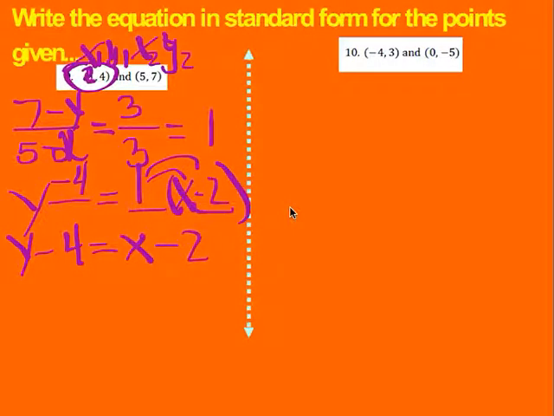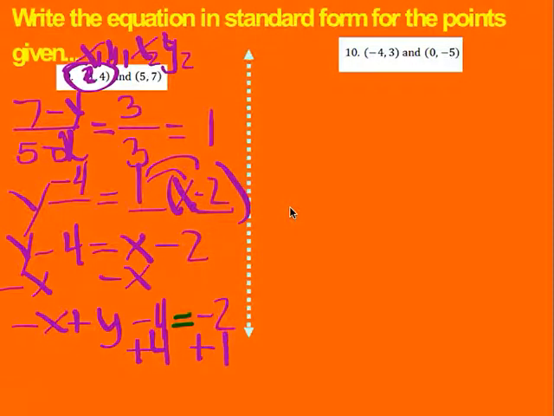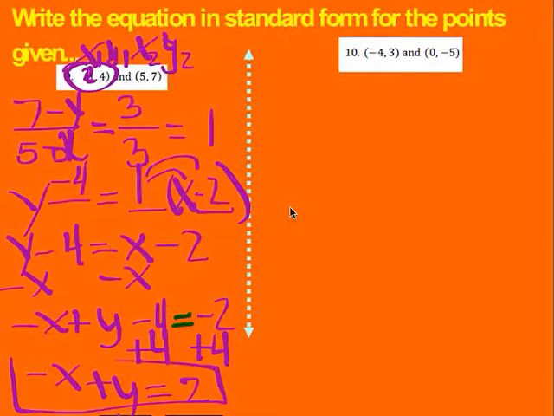So first thing I'm going to do is get that x over to the other side. I'm going to go ahead and subtract x from both sides. Typically, when you're writing things out in standard form, you should have x first and then y. I won't take off points if you do put the y first, but in general, that's what we usually do. Next, we need to get that 4 over to the other side, so I'm going to add 4. Finally, we're going to have negative x plus y is equal to negative 2 plus 4, which is 2. So that right there is your final answer for number 9.